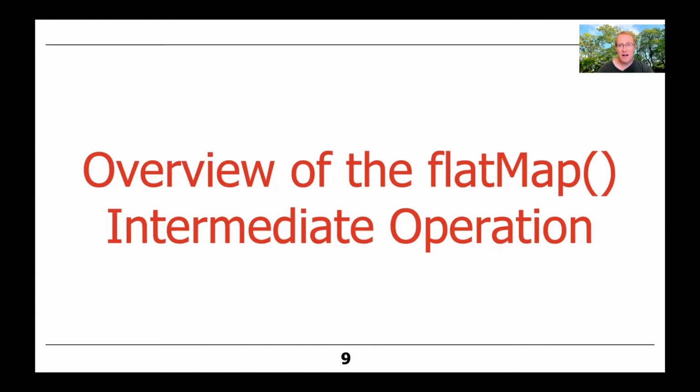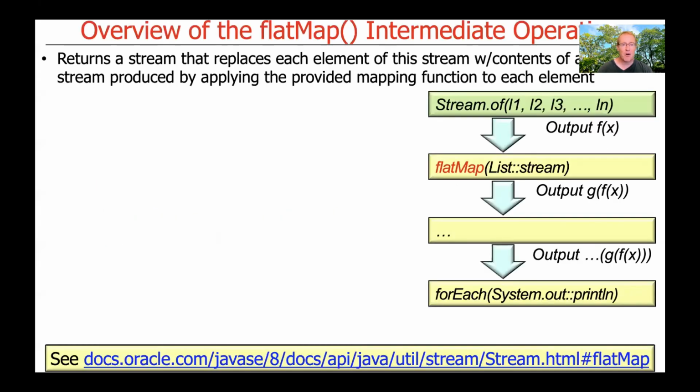Let's now talk about a more interesting intermediate operation called the flatMap operation. And you'll see that what this operation is defined to do is it returns a stream that replaces each element of the stream with the contents of a stream that is produced by applying the mapping function to each element.